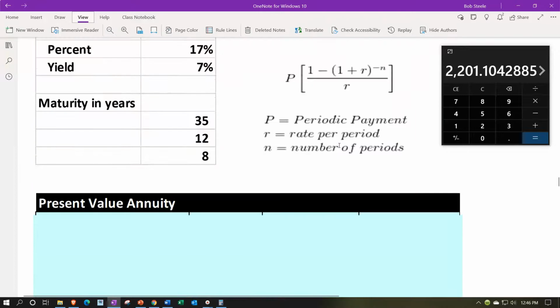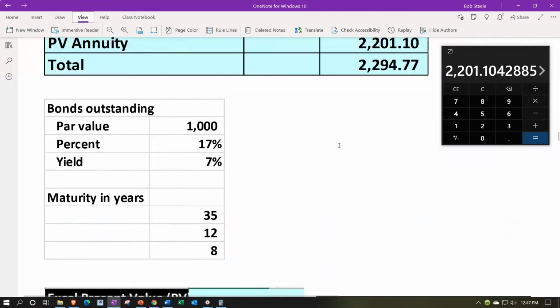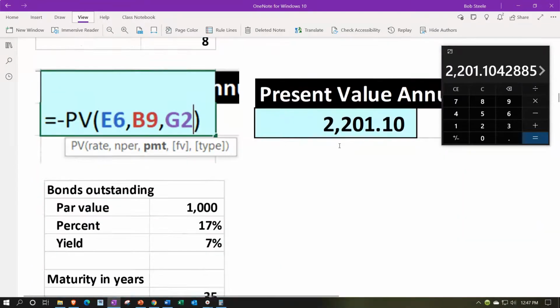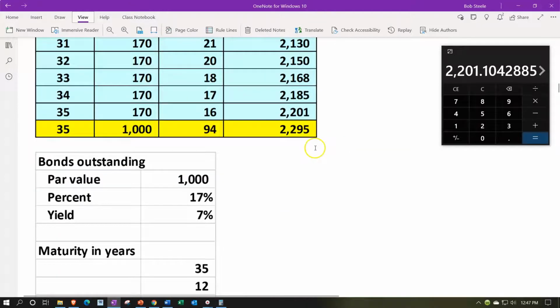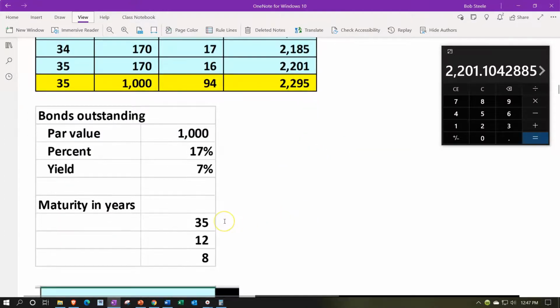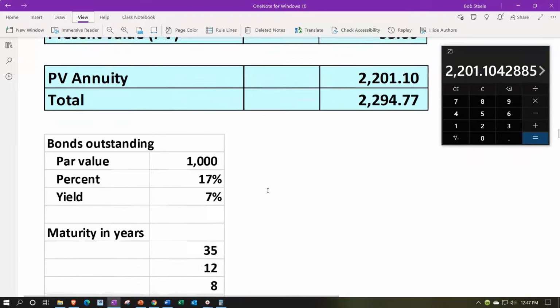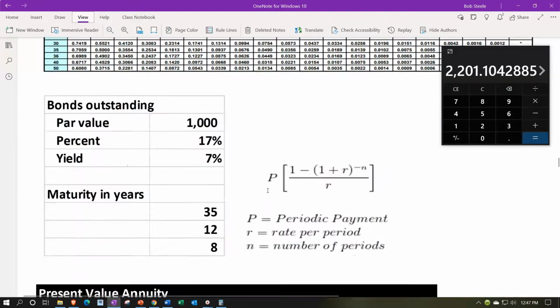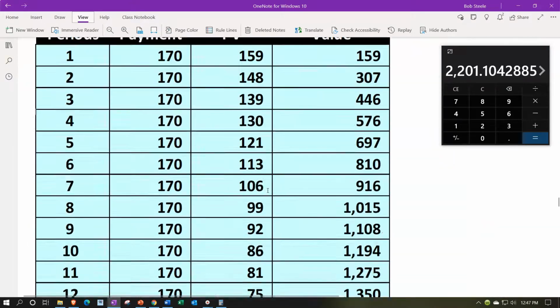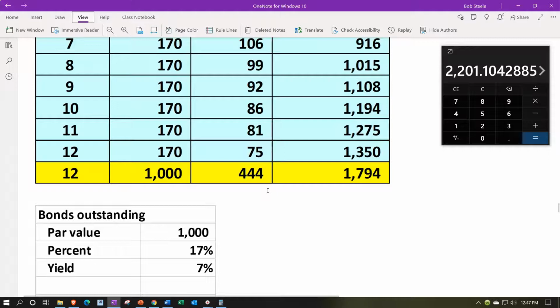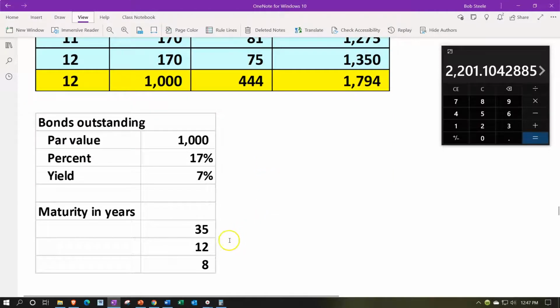If I scroll back up top to the last yellow number we got up here, we had the 2,293 when we're talking 35 years out, everything else equal. That would make sense given the fact that if it's 35 years out, the annuity, although the payments are smaller as time passes, you get more payments. There's 35 annuity payments that are happening here. Now we're talking only 12 payments out.